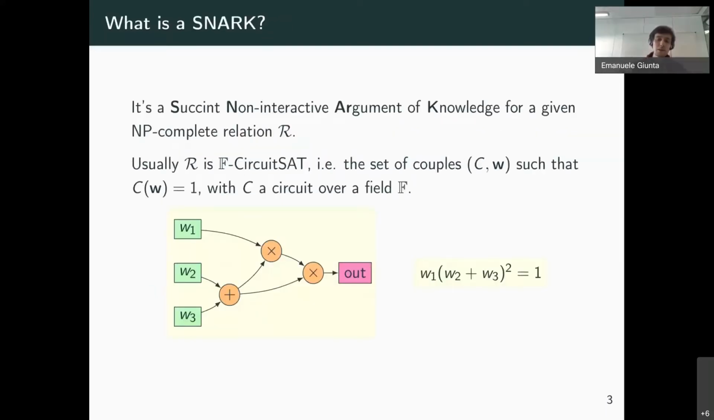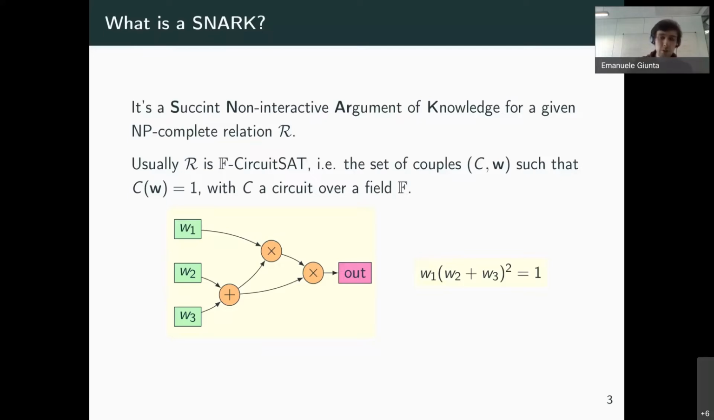So to begin with, let me introduce what a SNARK is. For those of you who are familiar with interactive proofs, a SNARK is essentially an interactive proof with a set of constraints. First of all, SNARKs have to prove a relation that is NP complete. And second, it has to be non-interactive and succinct, meaning that even if the input is extremely large, the communication between prover and verifier has to be extremely short, usually polylogarithmic or constant.